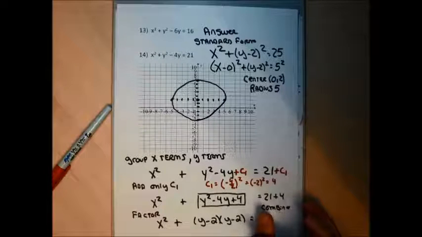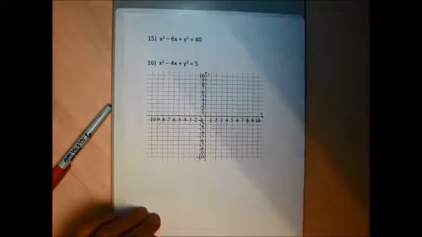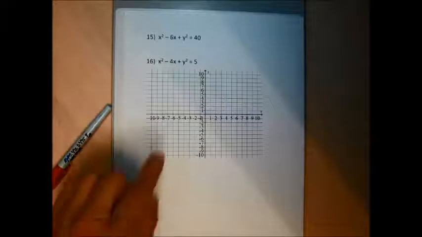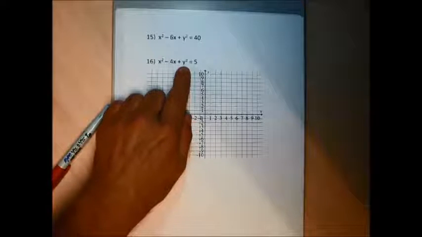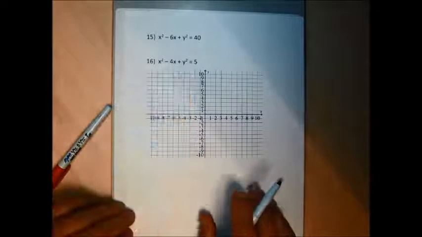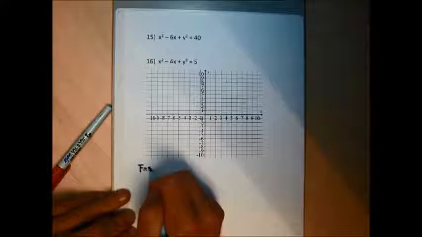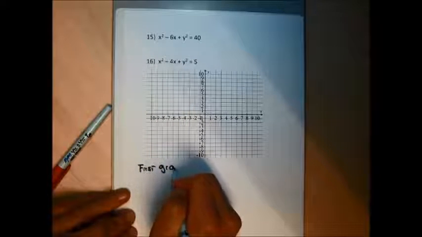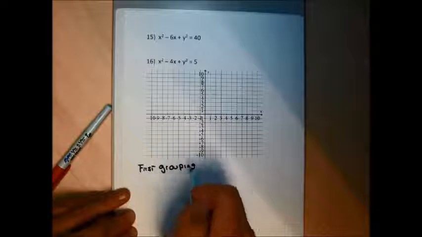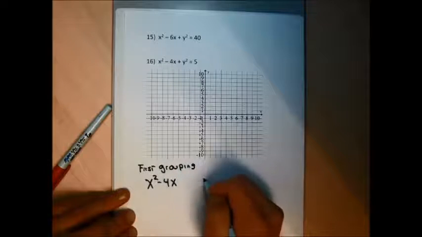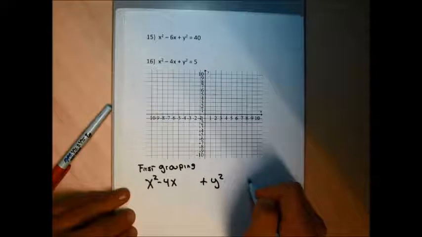And now I will worry about 16, and you'll worry about 15. And you'll notice that when I go to do my grouping, there's only one y term. The y coordinate of the center is going to be 0. So first, I'm going to do the grouping. And they're already grouped, actually. So I'm going to leave the x squared minus 4x grouped together, leave myself some room.